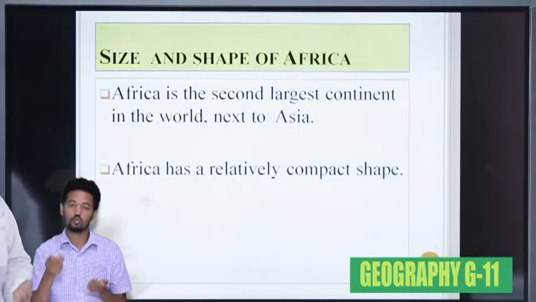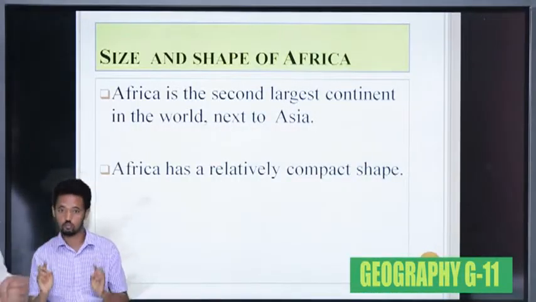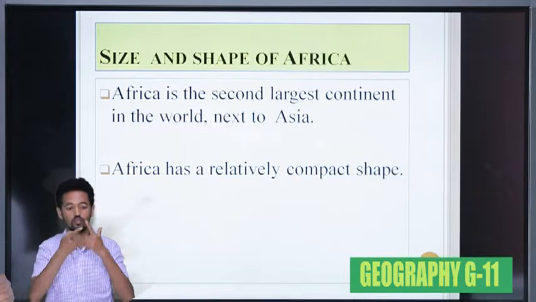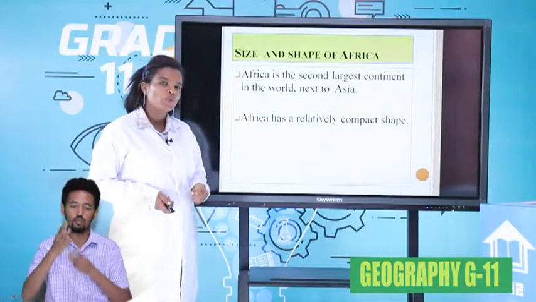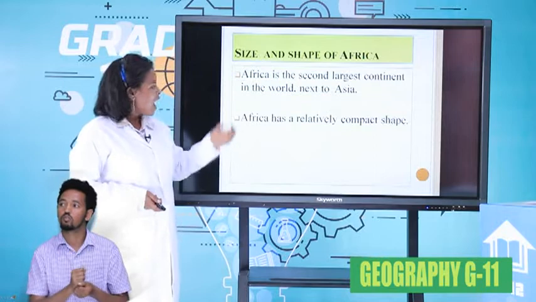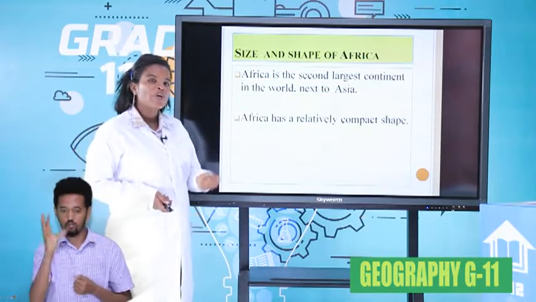When we see the size and shape of Africa, Africa is the second largest continent in the world, next to Asia. Africa has a relatively compact shape.